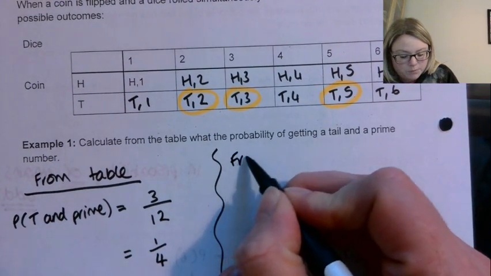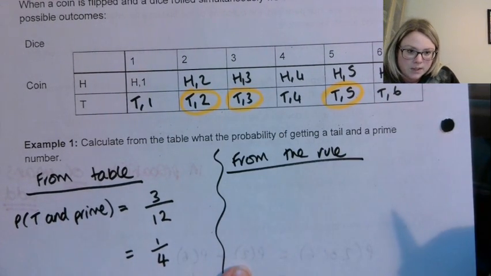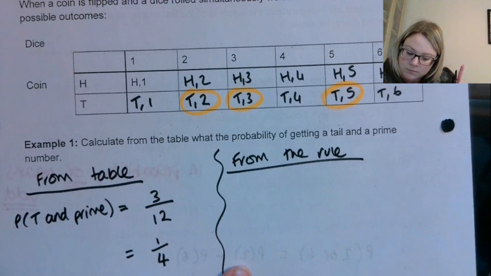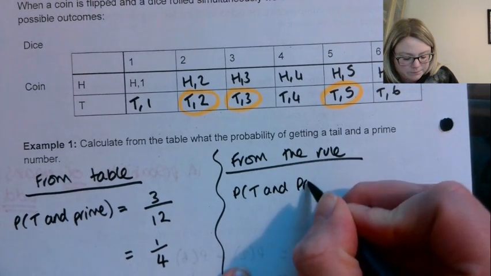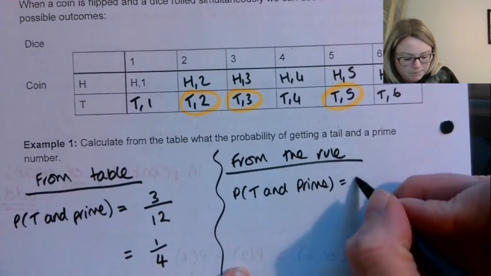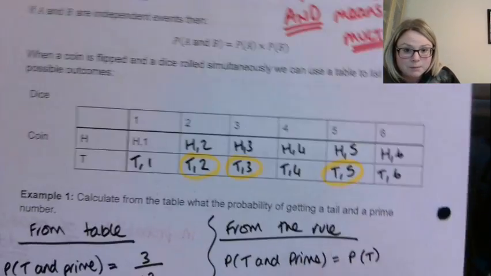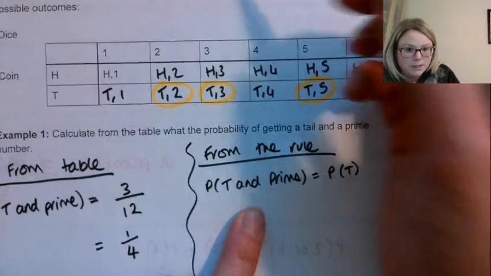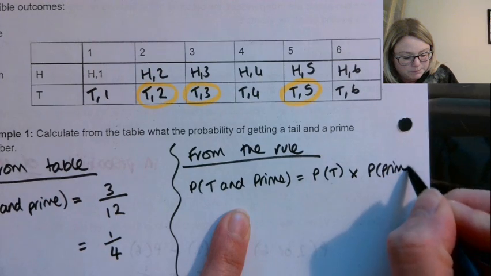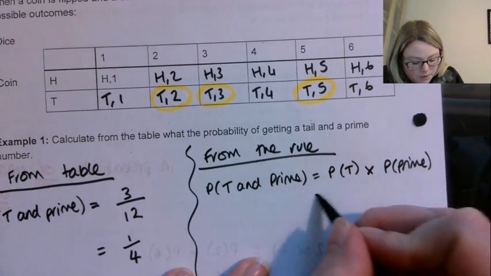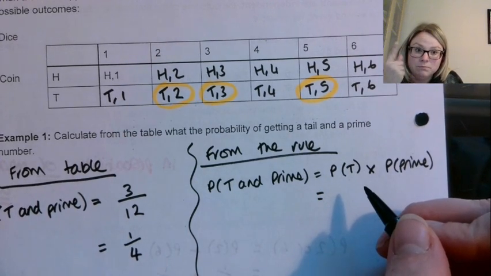So from the rule, it goes without saying you're writing this down with me, doesn't it? So probability of tail and prime is going to be the probability of getting a tail, and 'and' means we use this little rule and we multiply. So multiplied by the probability of getting a prime. Okay, so the probability of getting a tail whenever you toss a coin is a half. It's 1 out of 2 options.